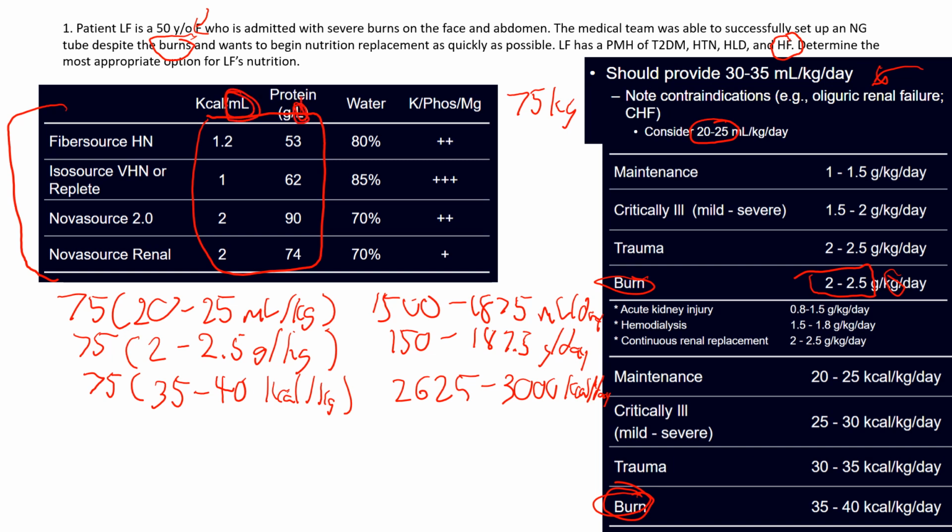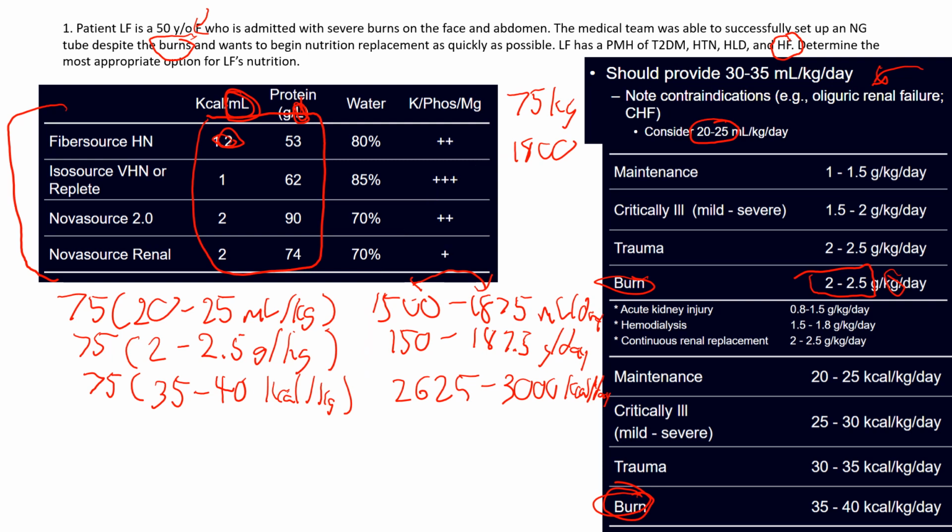So we basically just have to pick a fluid amount, right? And that'll be somewhere between our 1500 and 1800. So I'll start at 1500 to be conservative. If we do 1500 times 1.2 for this first one in terms of kilocalories total per milliliter, we get 1800. Now you can see right away that this 1800 is less than our 2600. That's all the way down here, right? So realistically, at least for fiber source HN, we would never use a 1500 milliliter bag.